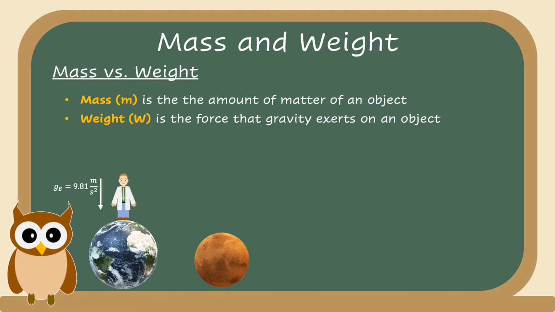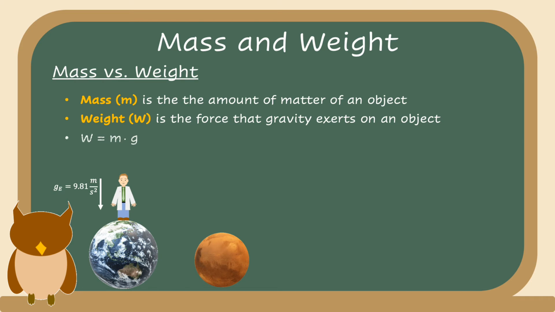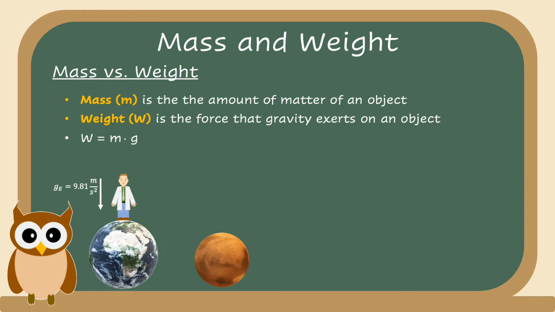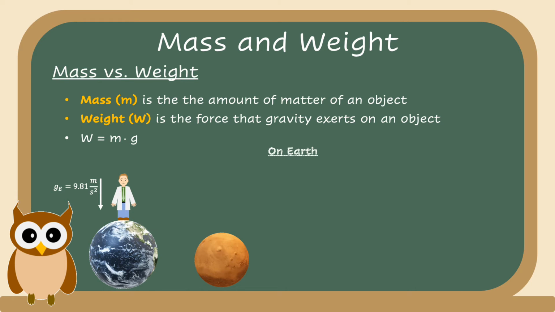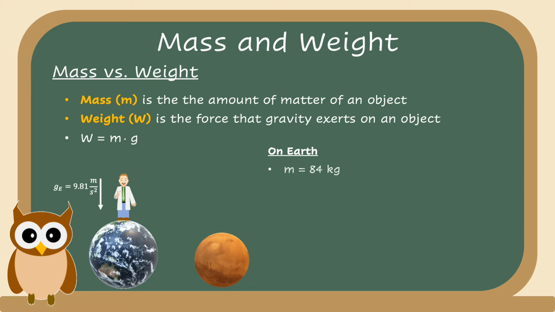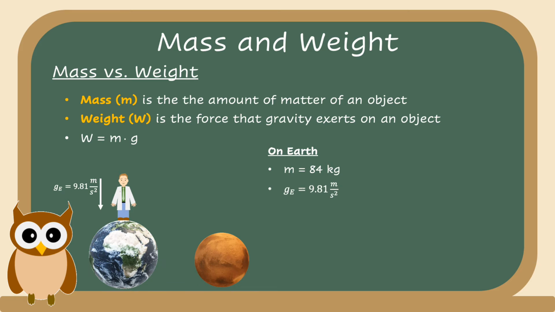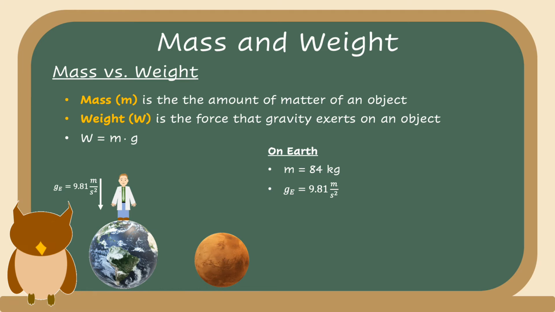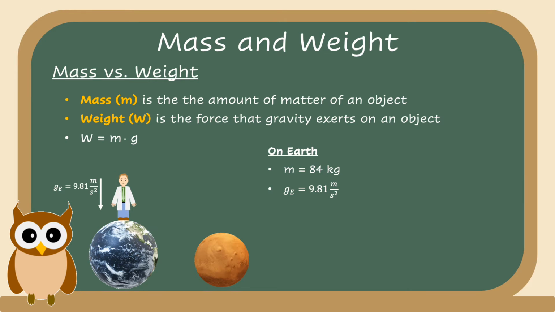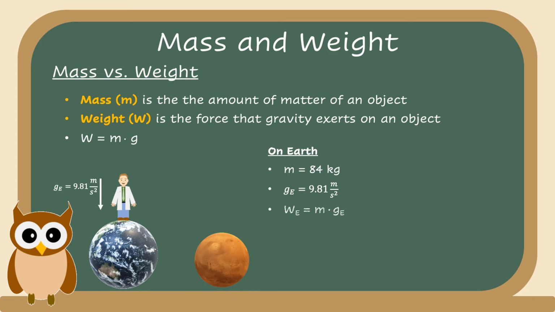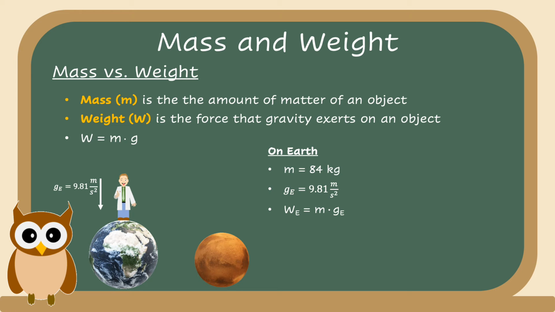Okay, so on Earth, the force of gravity is 9.81 meters per second squared. To calculate our weight, we multiply our mass by the force of gravity. So if my mass is 84 kilograms and the gravity acting on me is 9.81 meters per second squared, then we can calculate my weight by multiplying the two together.